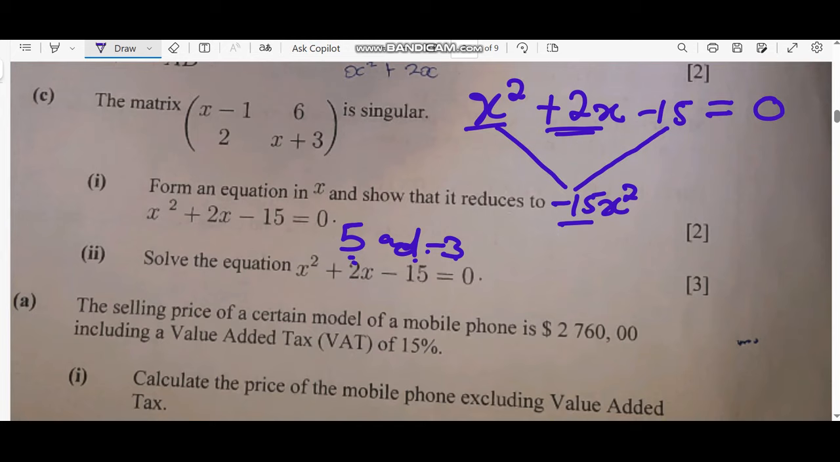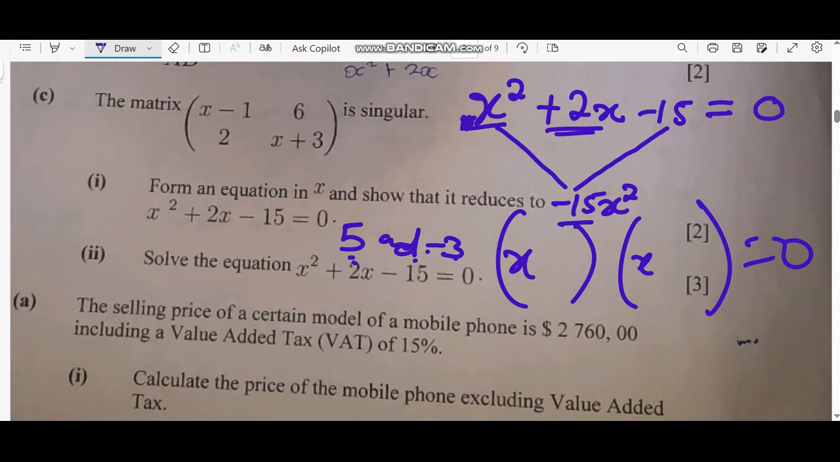Because I don't have a coefficient here, I'm not going to waste time doing grouping. I'll go straight to the point. So we say x, then x equal to 0. So x upper it's plus 5, so it's x plus 5. That's the first factor. X upper it's minus 3, so it's x minus 3. Now these are my factors.